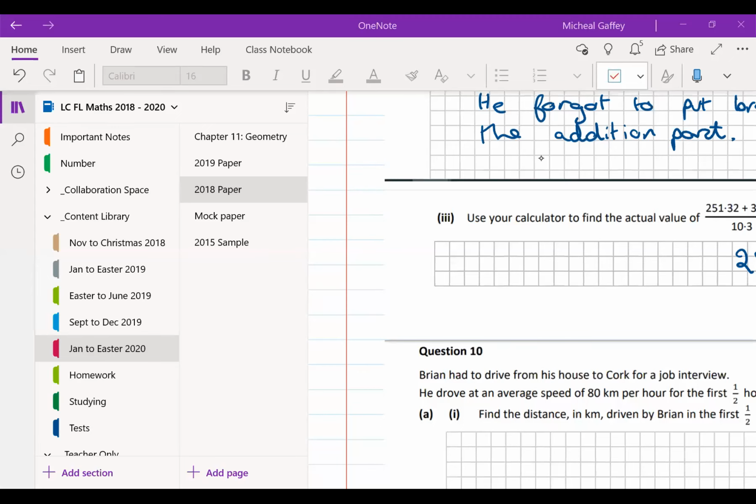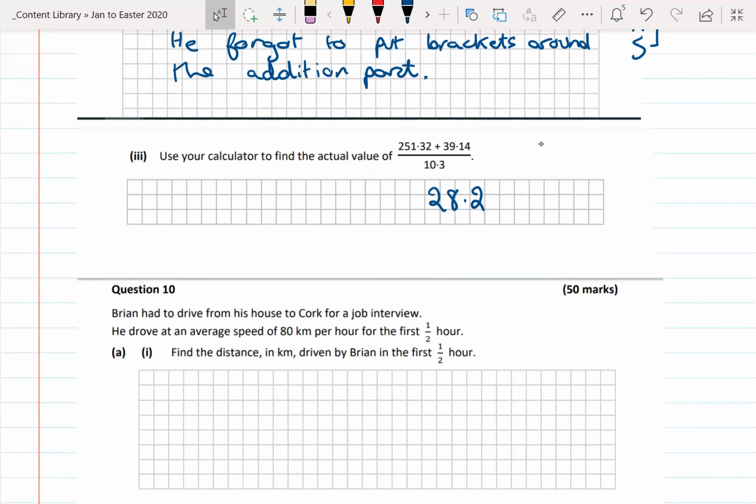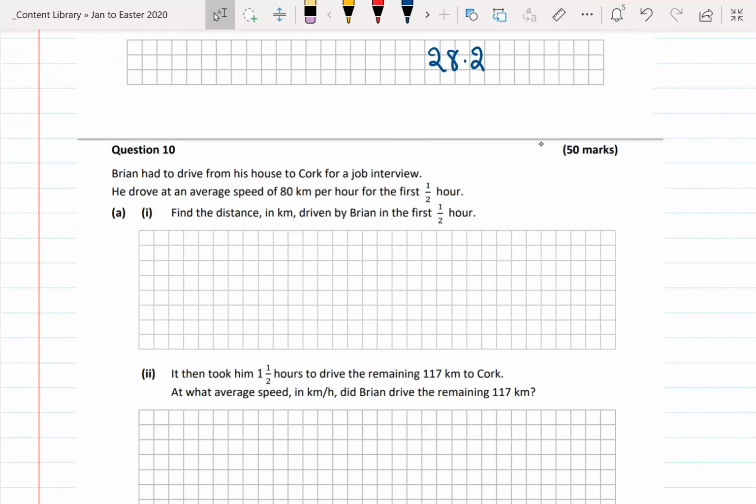Okay, let's have a look at number 10 now. Brian had to drive from his house to Cork for a job interview. He drove at an average speed of 80 kilometers per hour for the first half hour. Find the distance in kilometers driven by Brian in the first half hour.